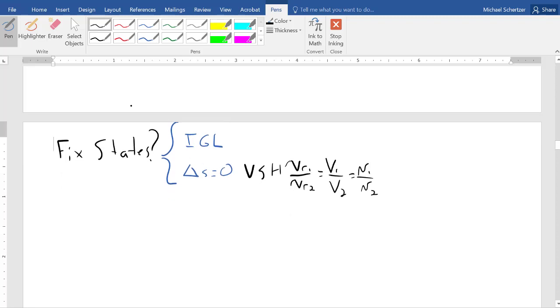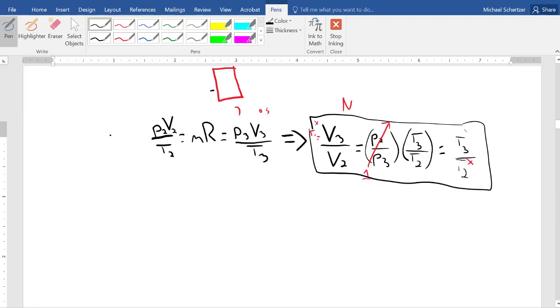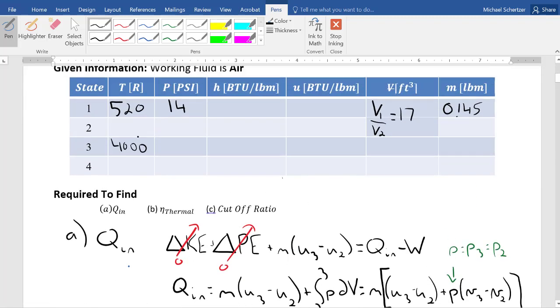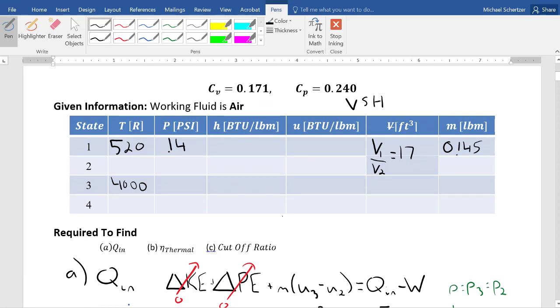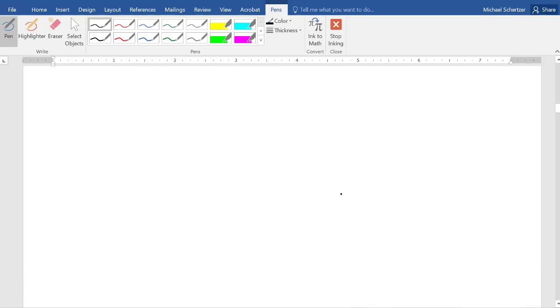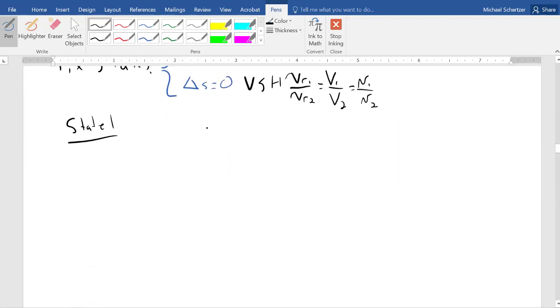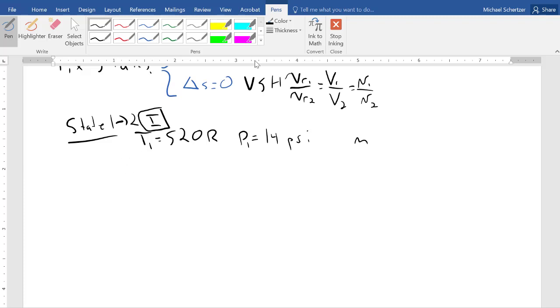So we're going to start with state 1 because state 1 is the one that I know the most about. From state 1, I know the temperature, 520, the pressure is 14, and I know the mass. If I remember this right, T1 was 520 Rankine, P1 was 14 psi, and there was some mass. Now, from state 1 to state 2, this is an isentropic process. So that means I can use both of these expressions.